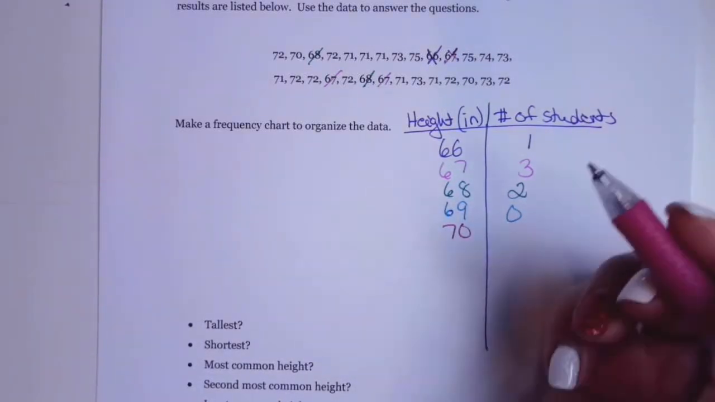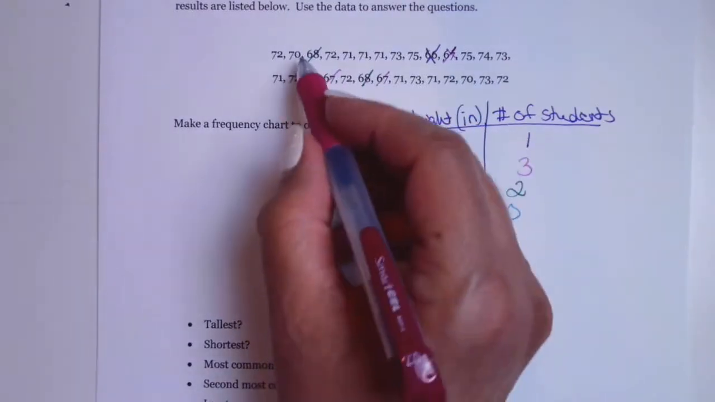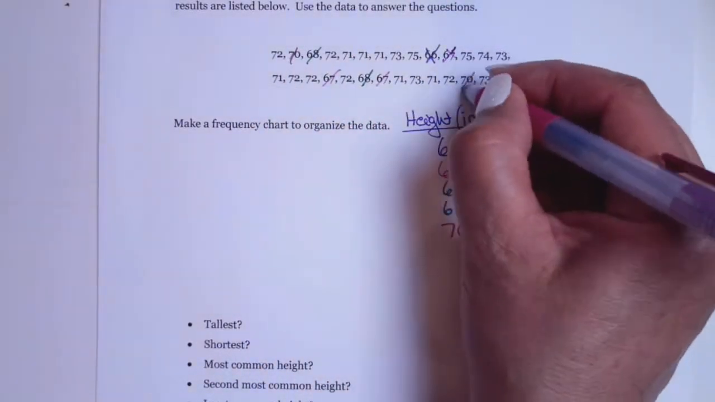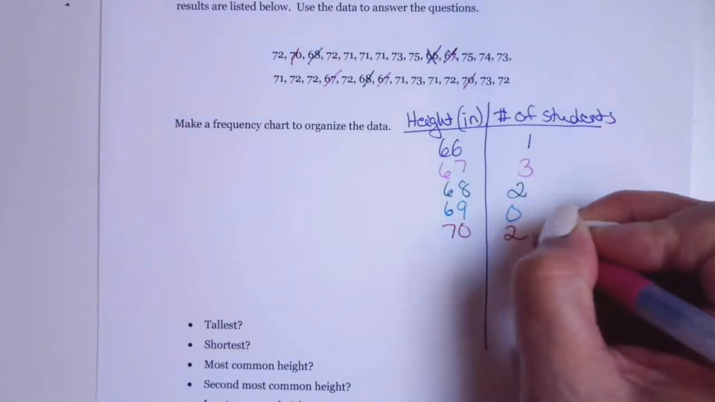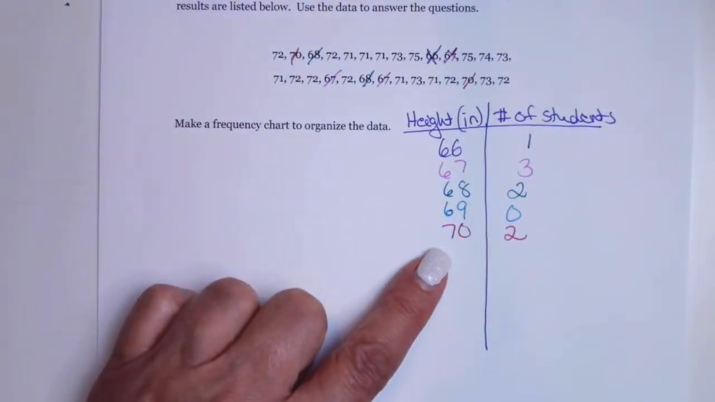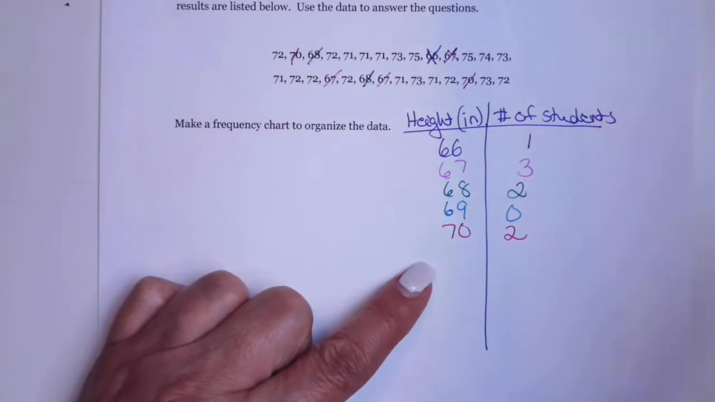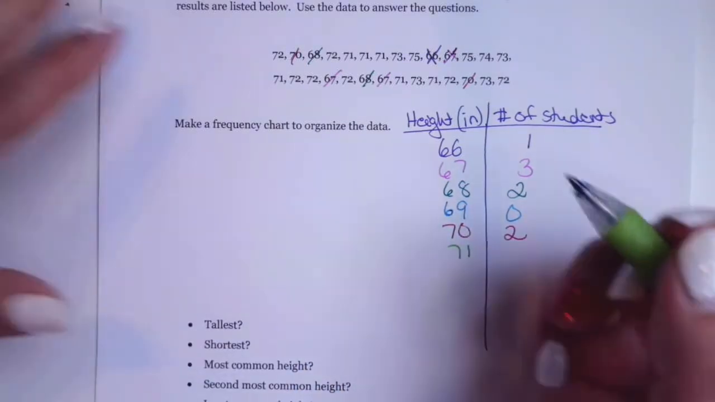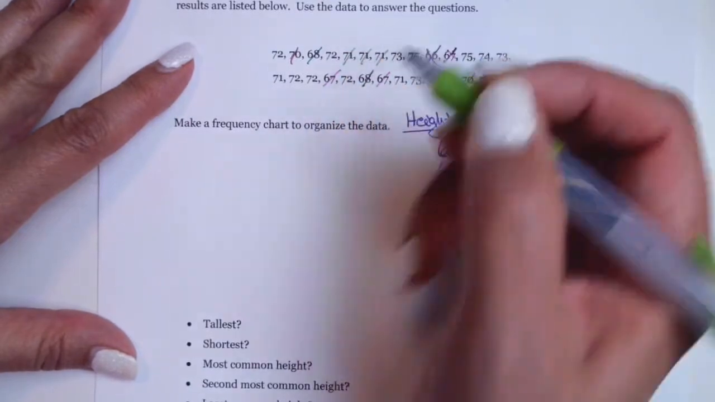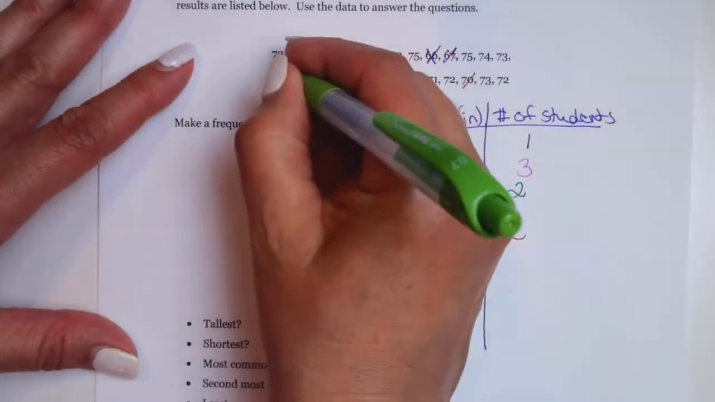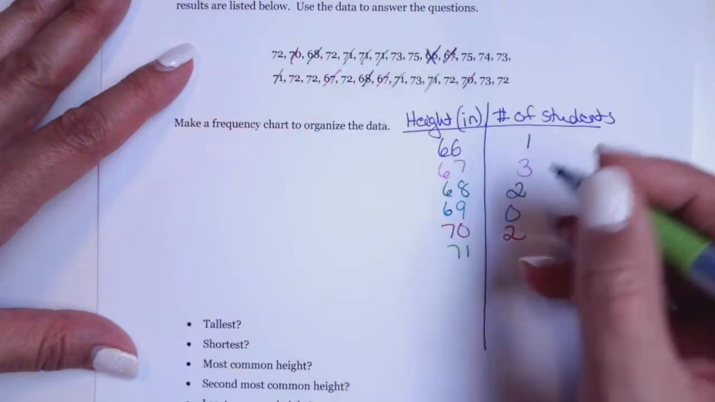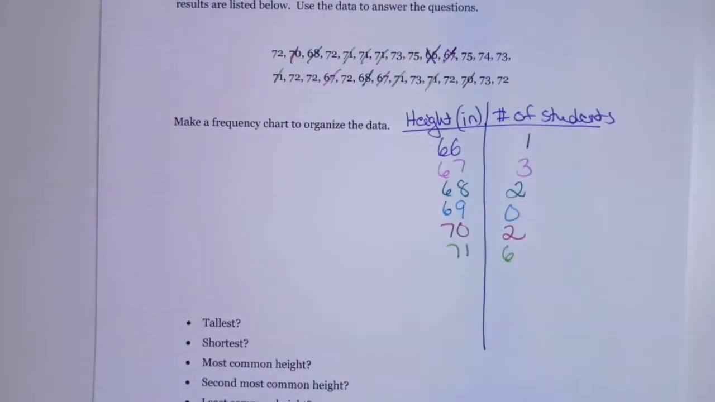70, we have 1 and 2, I believe, that are 70. 71, 1, 2, 3, right there, 4, 5, and 6. So 6 students that are 71 inches.